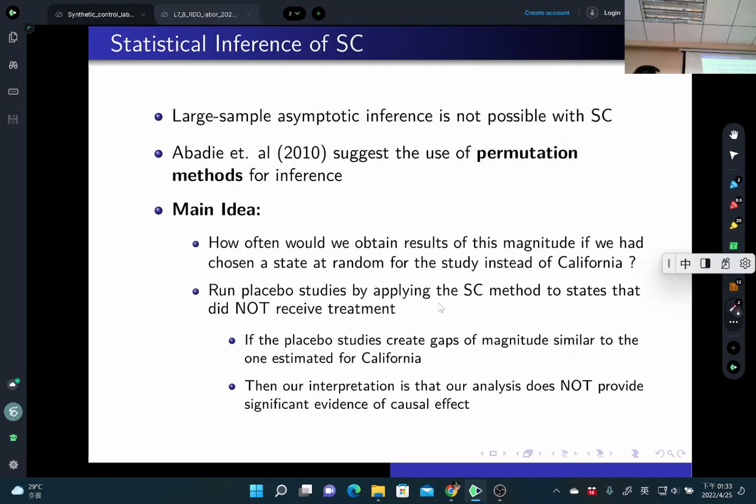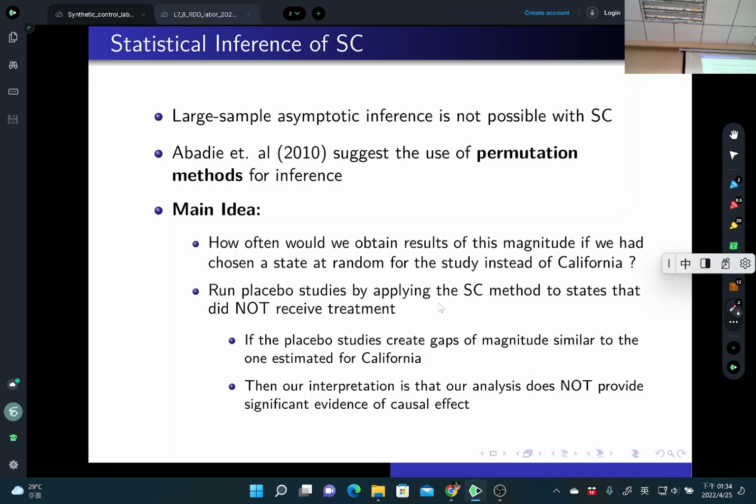Okay, so the main idea of the permutation method is we want to ask how often we can get a big effect for California if we just randomly choose a state from the non-treated units and run a similar synthetic control. So in this permutation method, we will use all the non-treated units. For each non-treated unit, we run the same synthetic control estimation. And we see whether many of these, the so-called placebo estimates, are bigger than the real estimate for California.